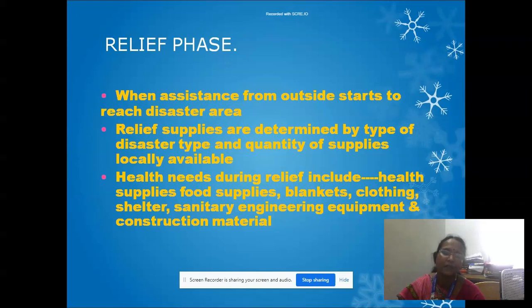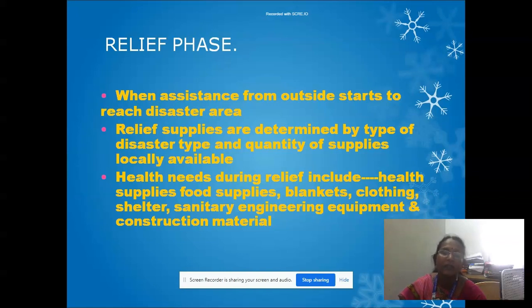Relief phase. What is to be done in the relief phase? When assistance from outside starts to reach the disaster area, it takes time to get the assistance from outside. Relief supplies are determined by the disaster type and quantity of supplies, whether it is available locally. If it is okay, we can avail it. If not, we have to get it from the outside source.